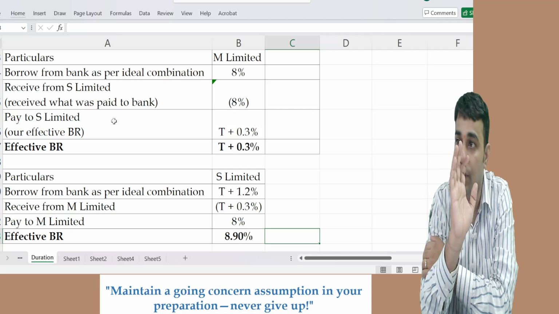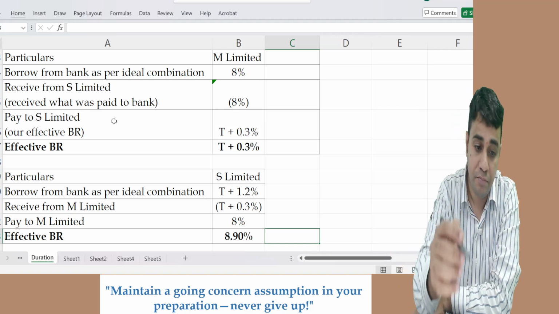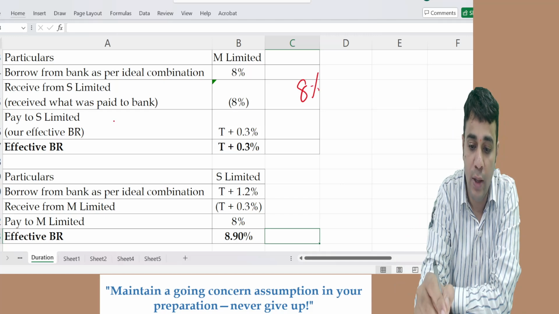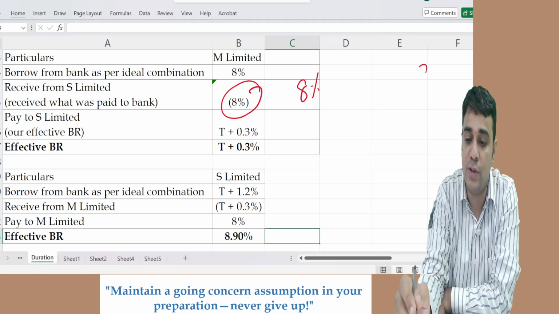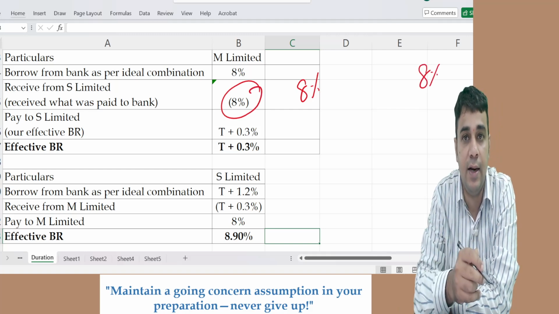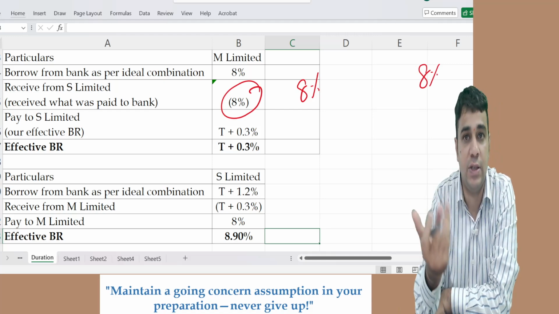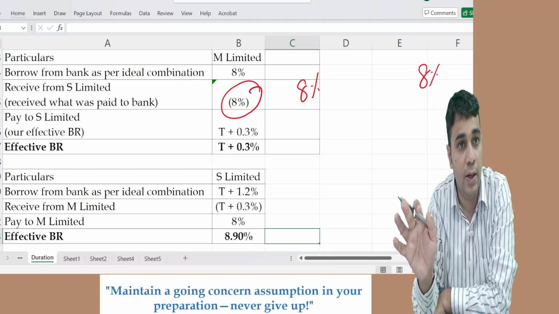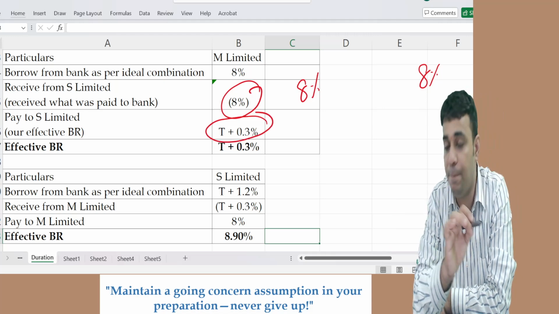So this is what we were trying to do here. If I prepare a balance sheet, I borrowed at 8%. This is a liability, and I receive 8%, so there is technically an asset at the rate of 8%. One loan at 8% and one deposit at 8% indirectly, because one is a receipt, one is a payment. Both will knock off each other and in the end I'm left with T plus 0.3.